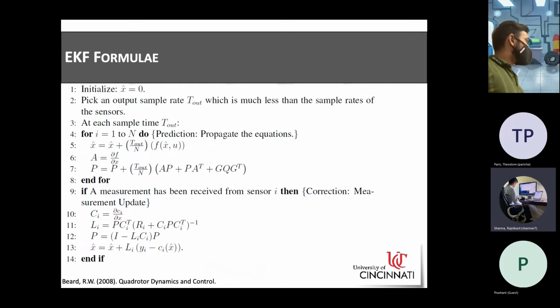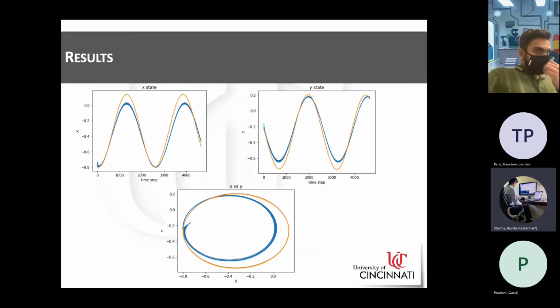In the same way, we'll be predicting our error covariance matrix. And once we get the update, we'll be calculating the Jacobian matrix for our measurement equation. Once we get the C matrix, we'll be calculating our Kalman gain, and with the help of that Kalman gain, in the same way, we'll be updating our states and covariance. So these are the results that we got.